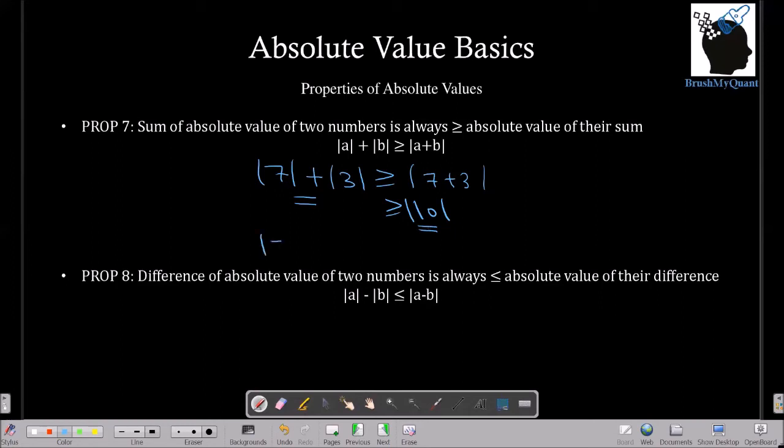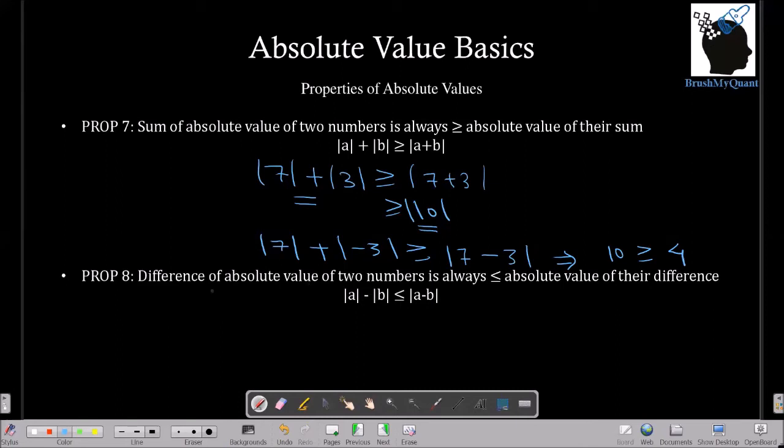So let's take a positive number and a negative number. In this case, on the left-hand side we will have 10 and the right-hand side will have 4. So |a| + |b| will always be greater than or equal to |a + b|.